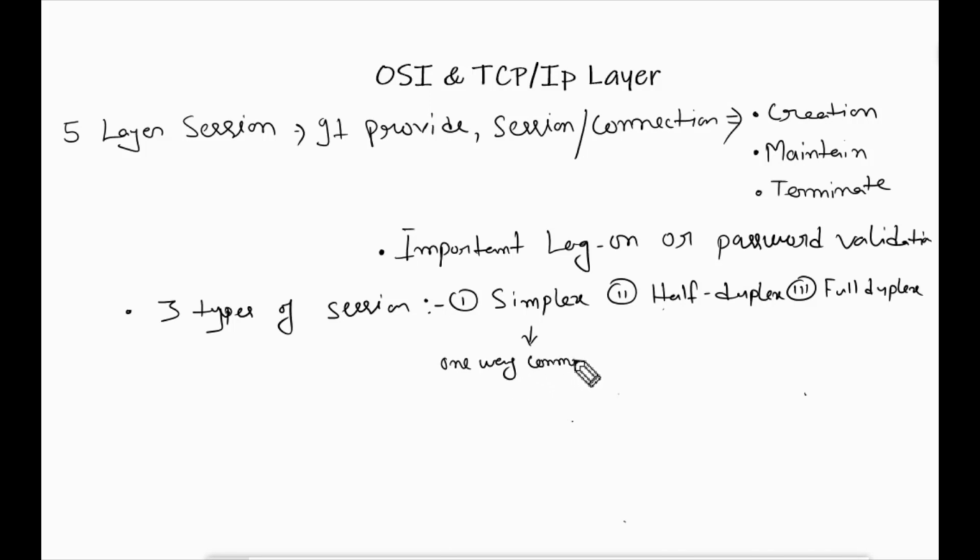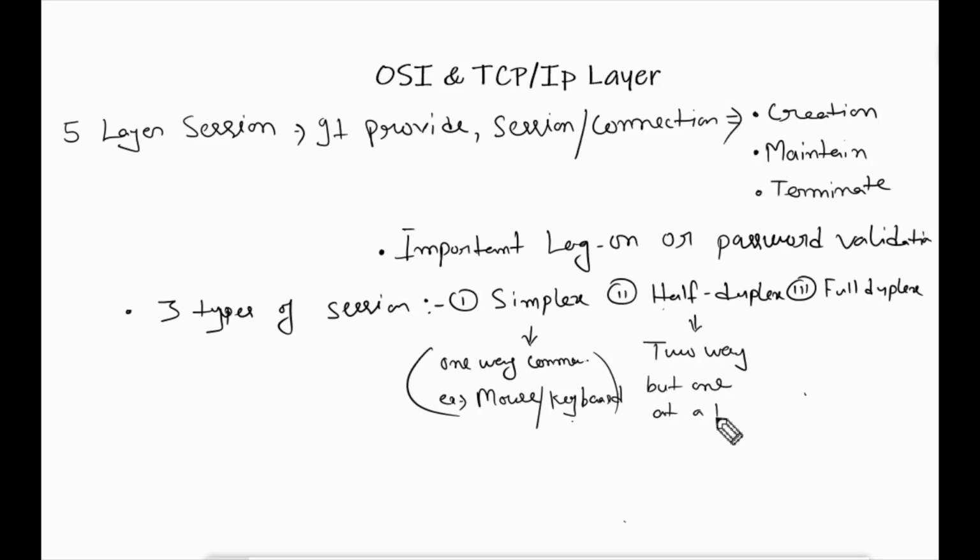Simplex is basically a one-way communication type. So it has only one-way communication. An example of it is a mouse or keyboard. So this is only for one-way communication. Now half duplex is two-way directional communication, but only one at a time. It is two-way, like a walkie-talkie you have seen. It is two-way, but still one at a time.